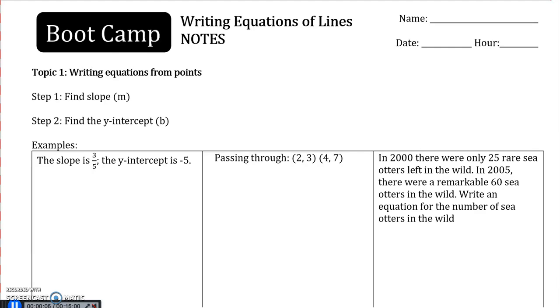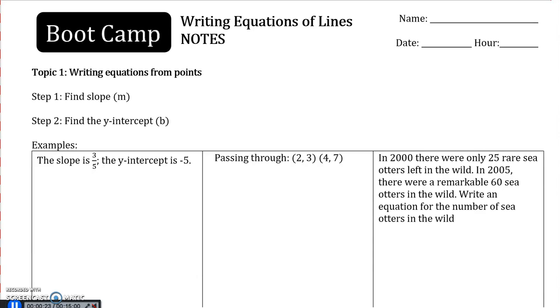Now we are discussing writing equations of lines. We've graphed lines, now we have to write our own equations. We can write equations given to us from graphs, from points, or from applications. So first, let's talk about our steps.